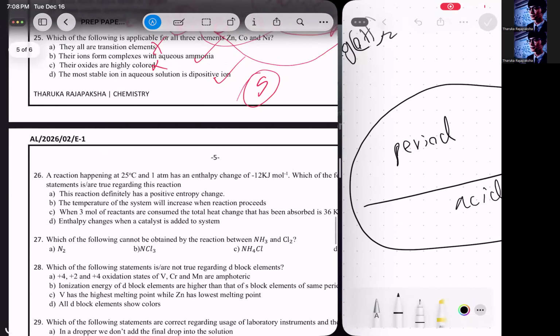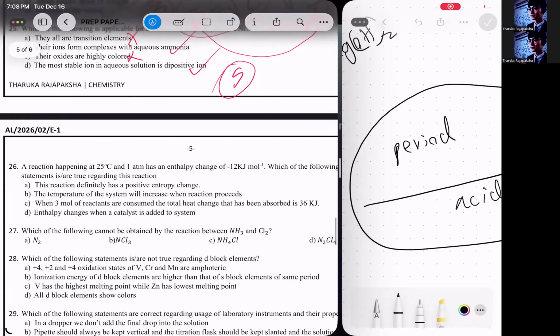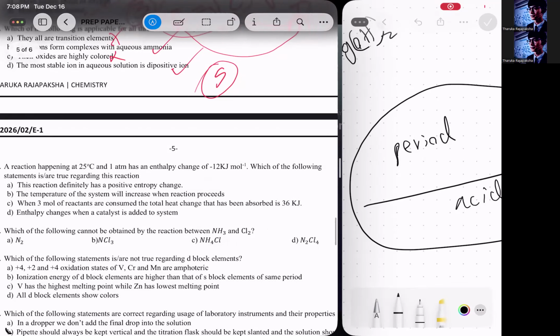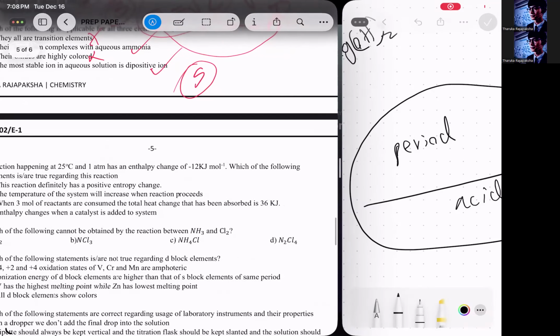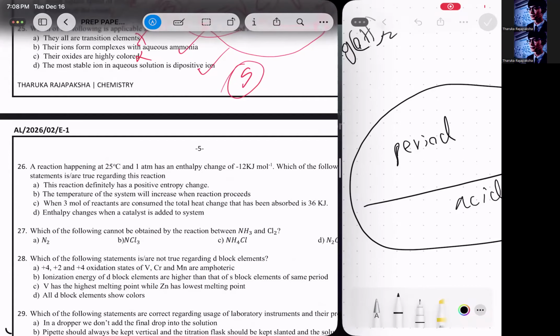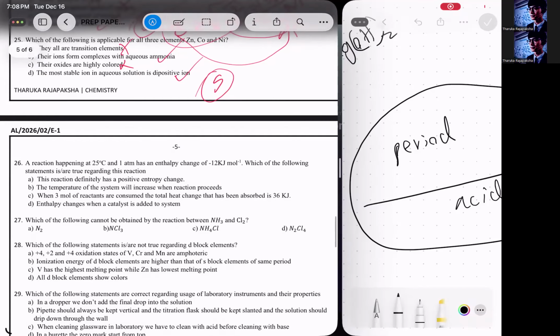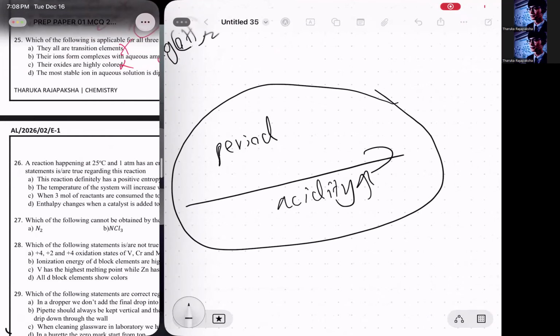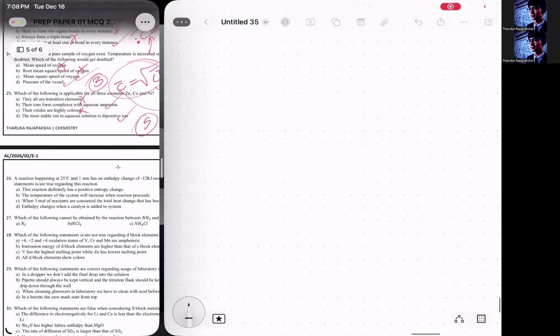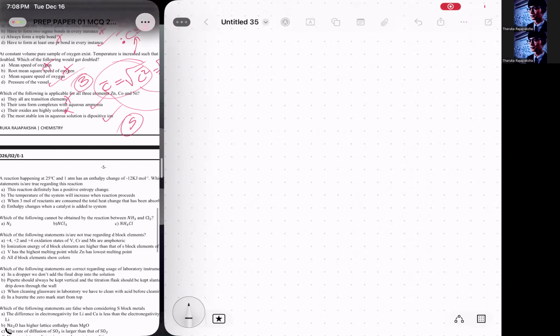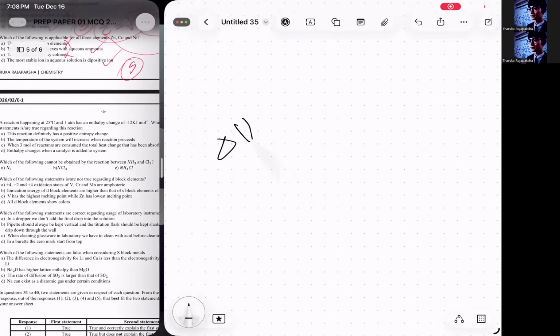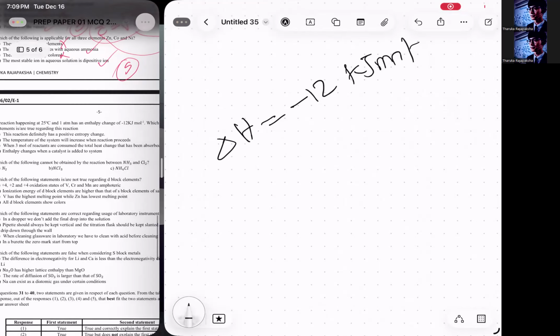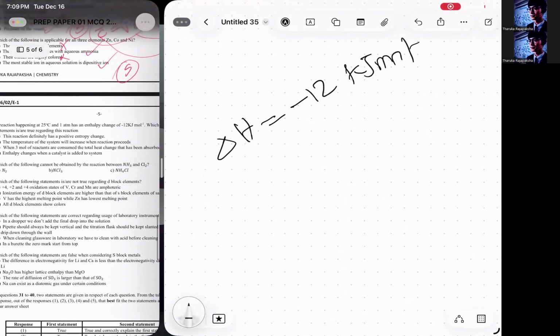Right. Question number 26. A reaction happening at 25 degrees Celsius and 1 atm has an enthalpy change of -12 kilojoules per mole. Which of the following statements is or are true regarding this reaction? The delta H value for that reaction is -12 kilojoules per mole, which is happening at 25 degrees Celsius and 1 atm standard conditions.